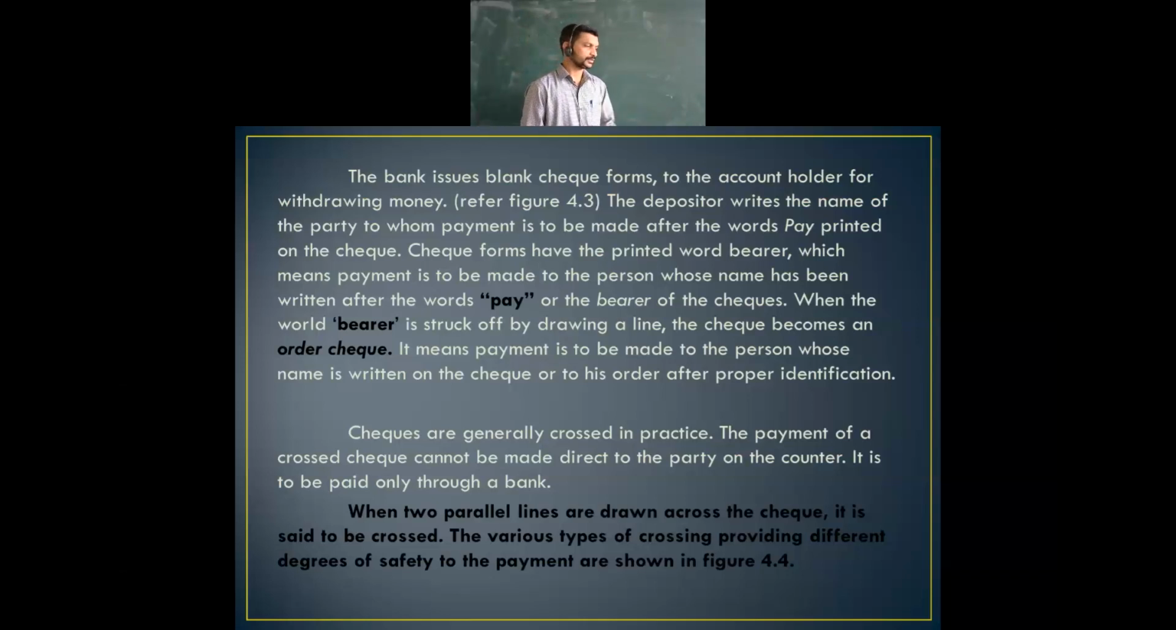So let's discuss. Many things are there over here. Checks are generally crossed in practice. Maximally they make two line crosses. Why are we going to see this? The payment of a crossed check cannot be made directly to the party on the counter. It is to be paid only through a bank. It depends. If they draw two line crossings, it means you can't withdraw directly. Few things are there, many conditions are there.